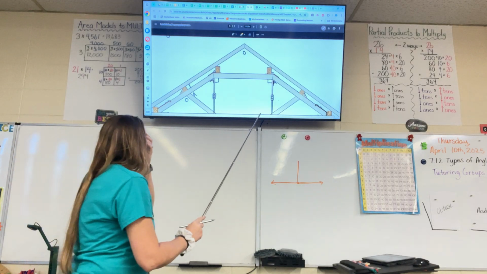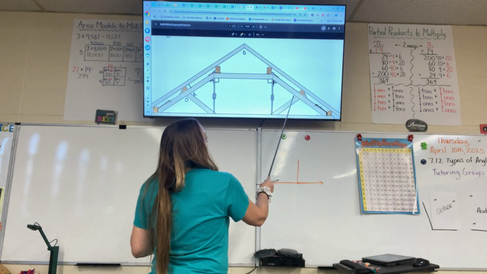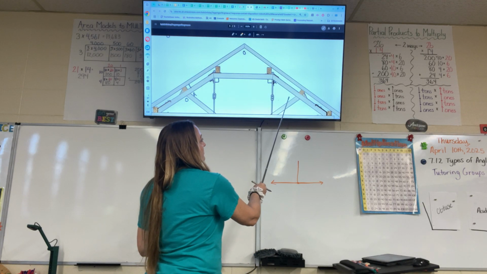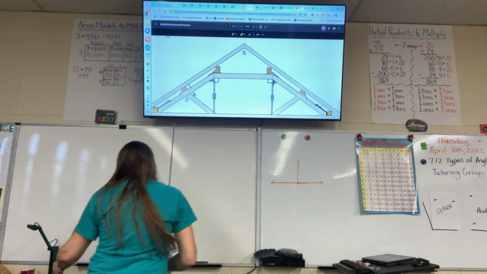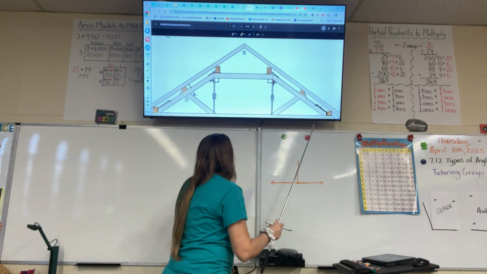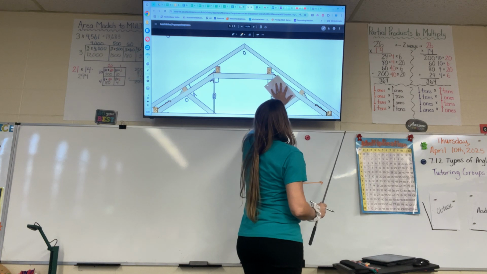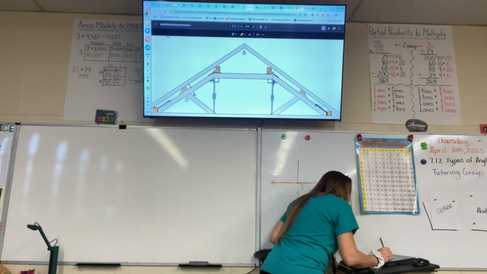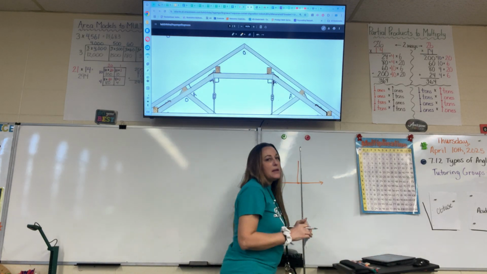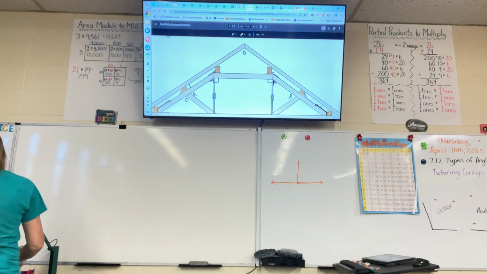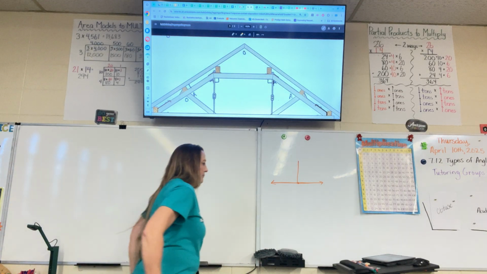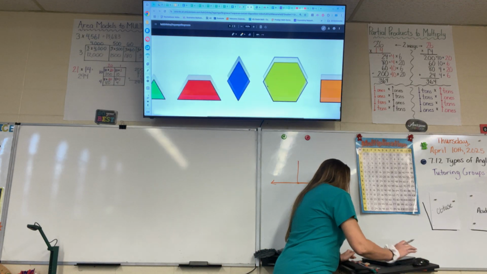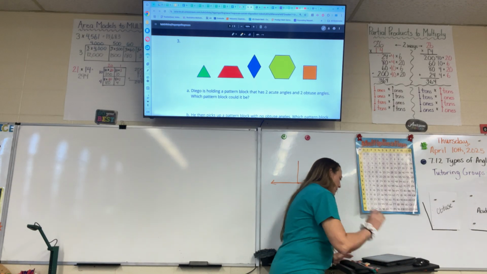Ian, what is this angle right here? That is an obtuse. Okay, let's look and see. So if I line this up with the bottom, can you see the other side? No. It'd be acute. Okay. All right. Now, there's many more angles, but we're not going to spend all day on this one. We are going to go down and do the last two.